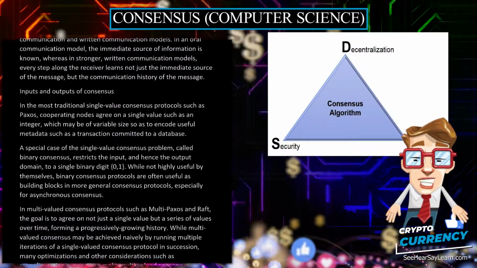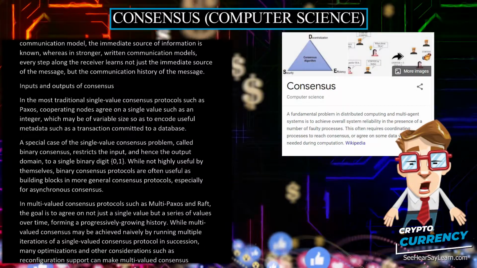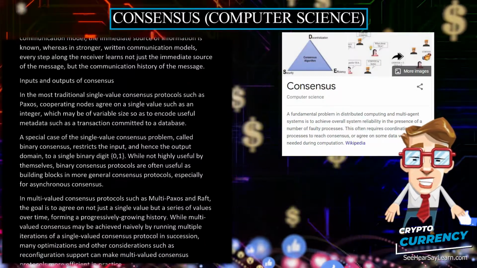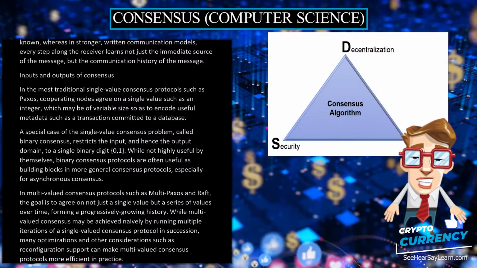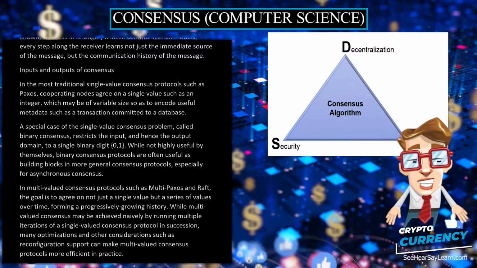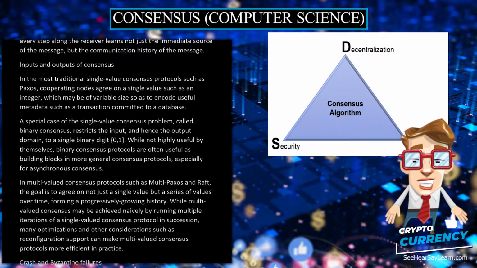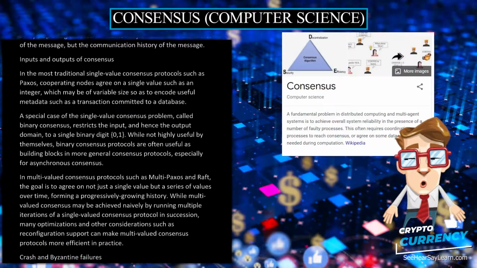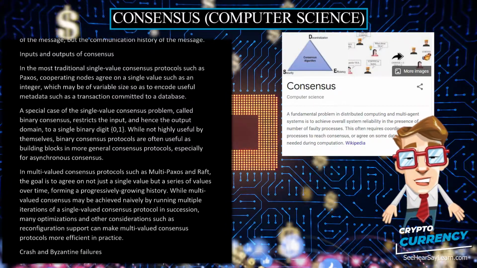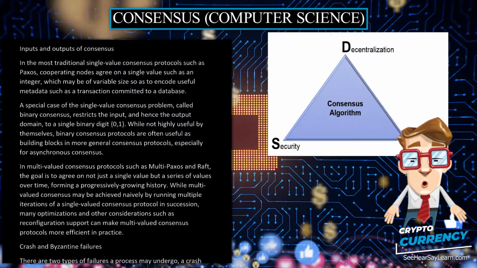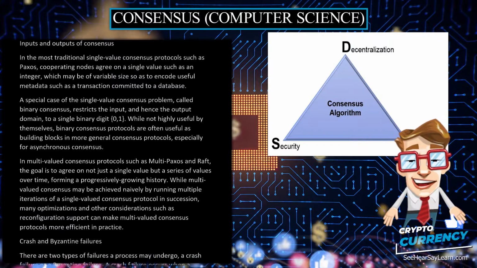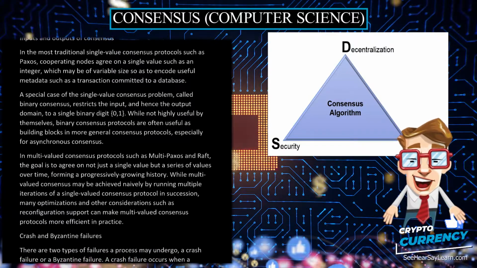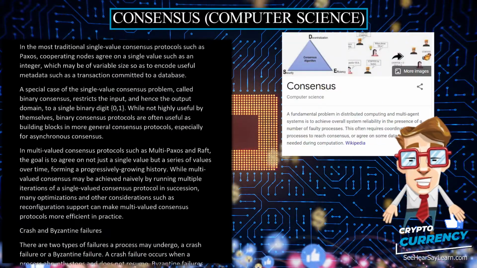While not highly useful by themselves, binary consensus protocols are often useful as building blocks in more general consensus protocols, especially for asynchronous consensus. In multi-valued consensus protocols such as Multi-Paxos and Raft, the goal is to agree on not just a single value but a series of values over time, forming a progressively growing history.